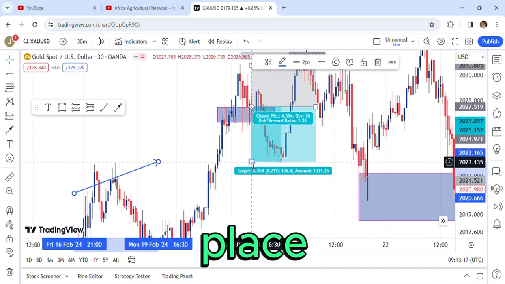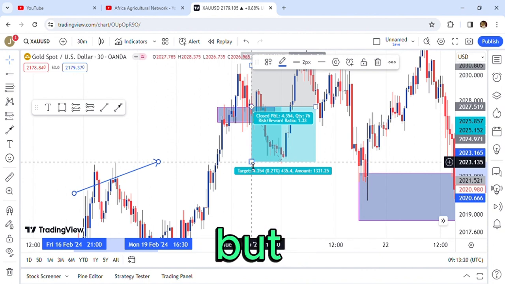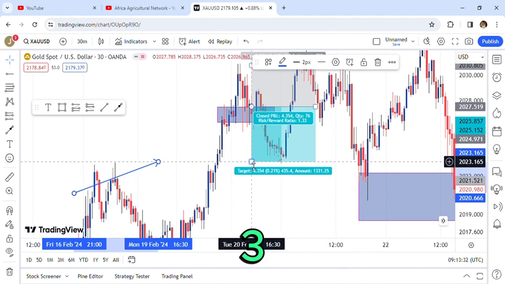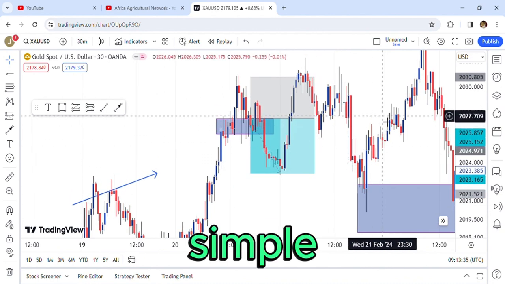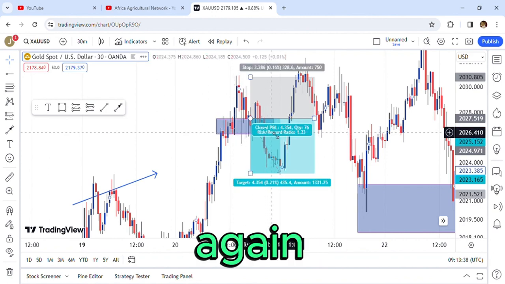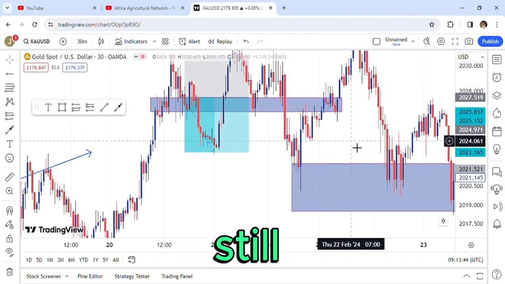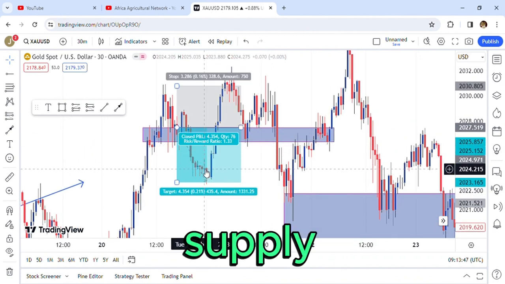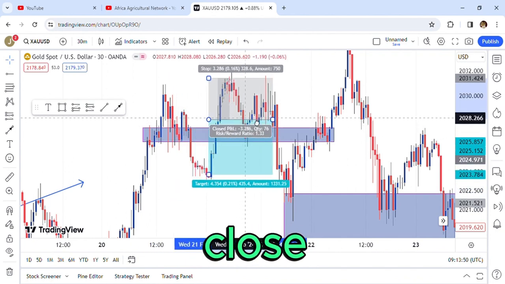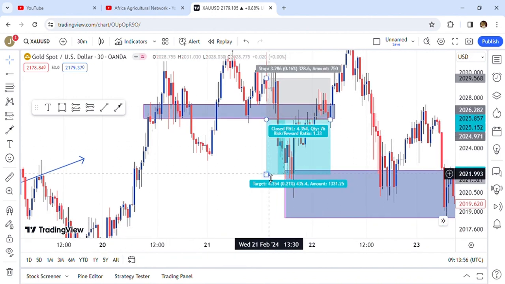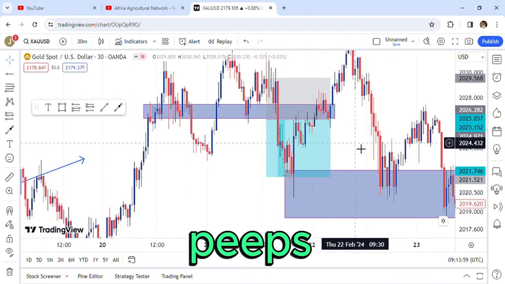And those who place a smaller lot size but layer, like 10 layers, or opening 10 positions, you'd have made yourself 43 pips. Simple. Once you stretch it again further into the future, you see that price still respected this area of supply. And what you do, you wait for a bearish candlestick close, set your stop loss, and you have walked away with 45 pips.